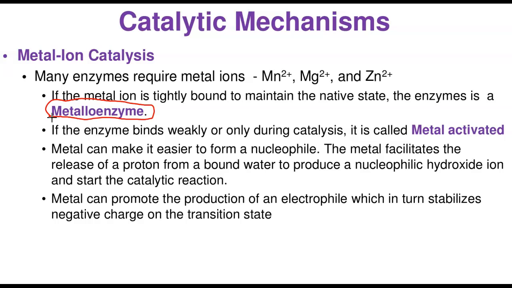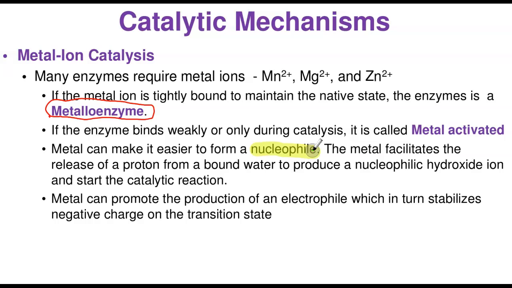So metal can make it easier for a nucleophile to form. One of the things it does is make it easy to form a nucleophile. And remember, whenever I form a nucleophile, it's going to attack, and that's going to lead to the formation of a covalent bond. Now, metal also facilitates the release of a proton from water that is bound to it. What this means is that metal will also lead to what?